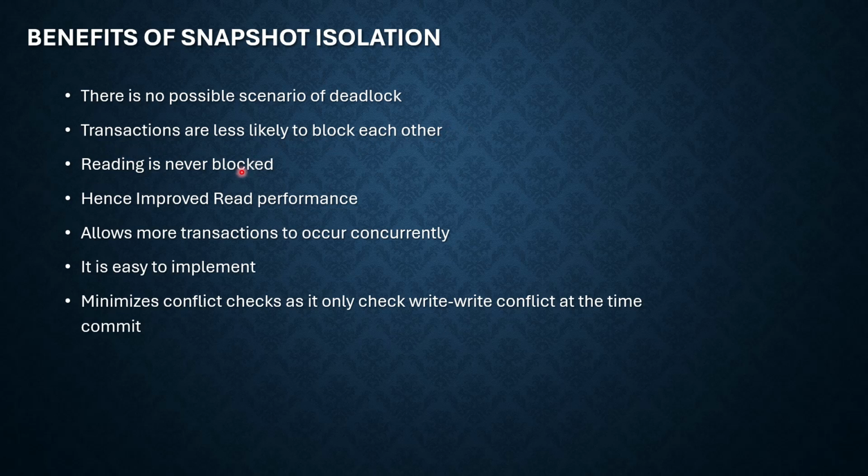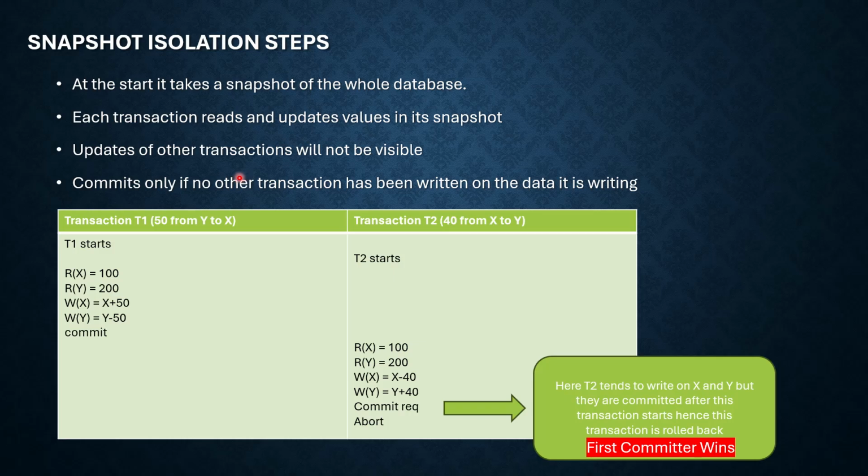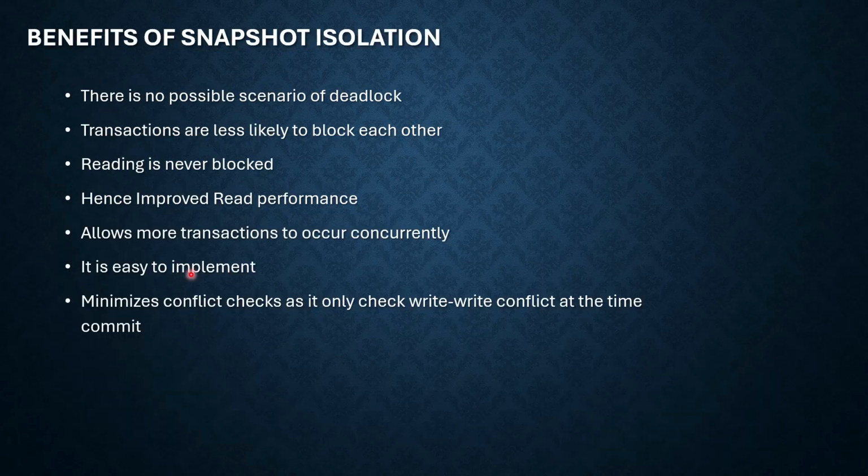Also, reading is never blocked. If, let's say, transaction T1 wants to only read, it is never blocked by transaction T2. No other transaction can block this read transaction. It checks only the write conflict. That's why reading is never blocked in snapshot isolation. Hence, it gives improved read performance and allows more transactions to occur concurrently. It is also easy to implement. It is quite easy to implement snapshot isolation compared to two-phase locking or multiple granularity.